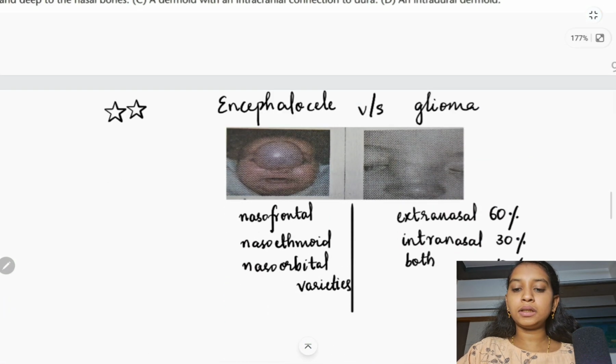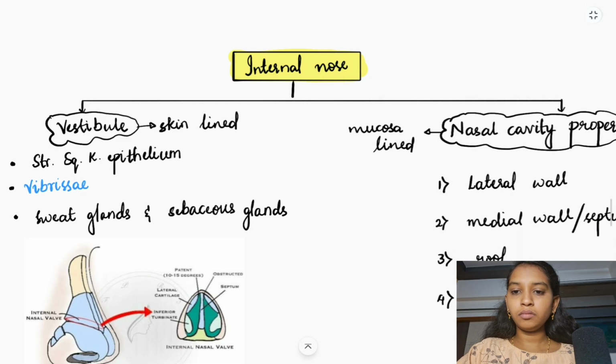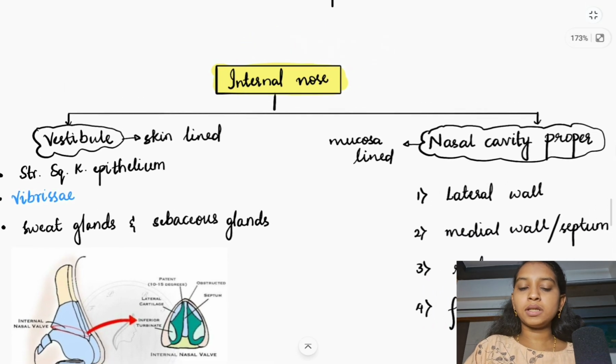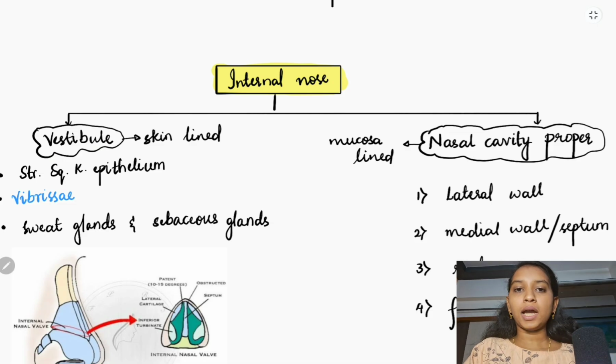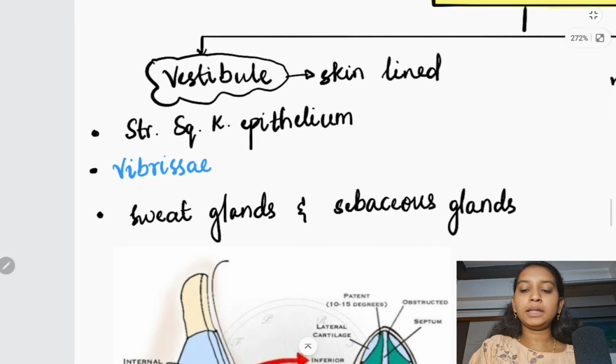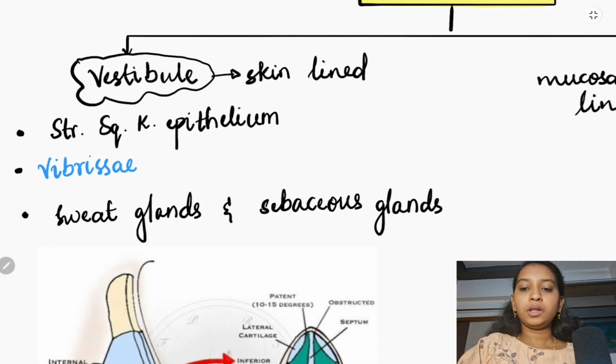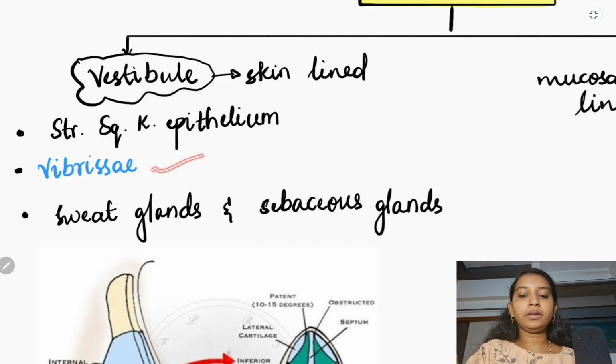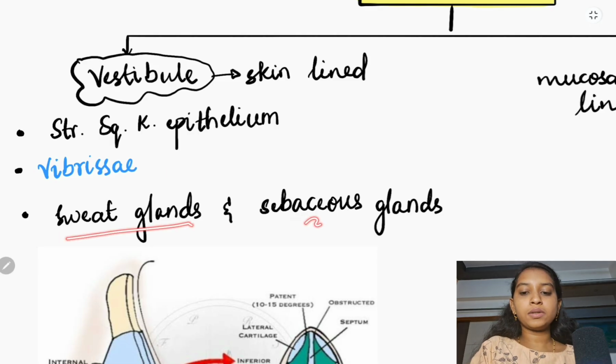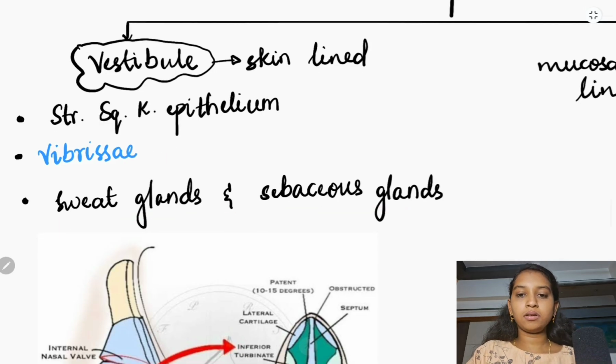Next, coming to the internal nose, it has majorly two parts, the vestibule, which is skin lined, and the nasal cavity proper, which is mucosa lined. In this video, I'll be telling about the vestibule. The vestibule is covered by stratified squamous keratinizing epithelium. It has hair called vibrissae and also contains sweat glands and sebaceous glands.